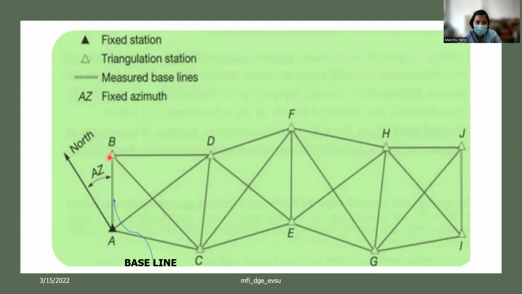Okay, so this corner, the corner of our quadrilateral is known as the triangulation station. So this is the point where the observation is being observed and the point is being occupied. So kung saan yung ating instrument nilalagay yung instrument. So these are the triangulation stations. Okay.